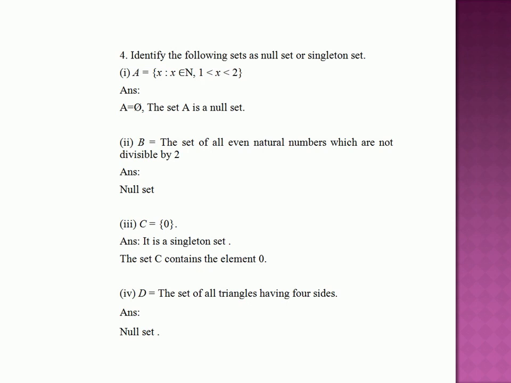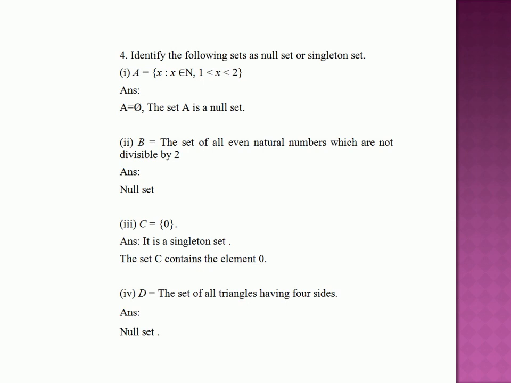Second subdivision, B equal to the set of all even natural numbers which are not divisible by 2. Set of all even natural numbers must be divisible by 2. But here they are asking not divisible by 2. So it is also a null set. Third subdivision, C equal to set of all 0. Here in the set C, 0 is a single element. It is a singleton set.